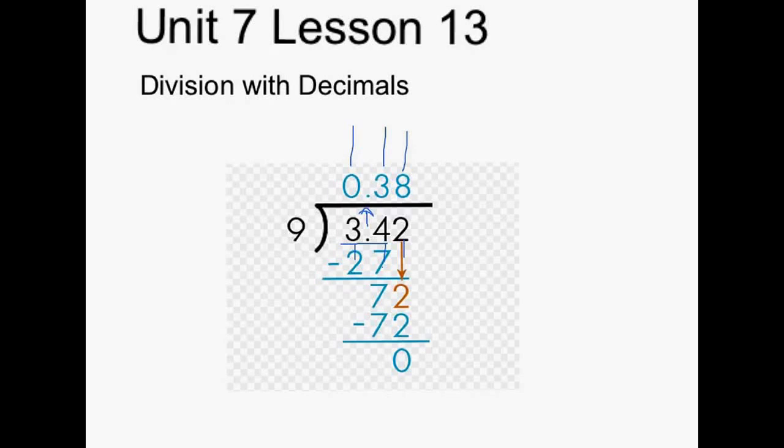Okay, so again, we keep going. We subtract, we get 7. Next step is to bring down the 2, which they did right here. 9 goes into 72 8 times, which is 72, and you get a remainder of 0. So the answer would be 0.38, or 38 hundredths.